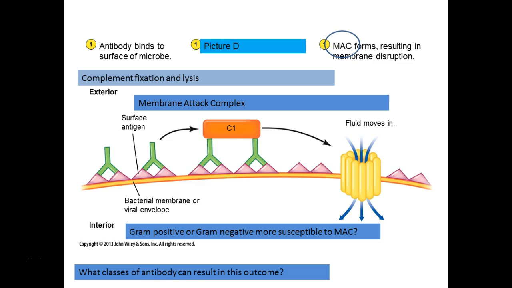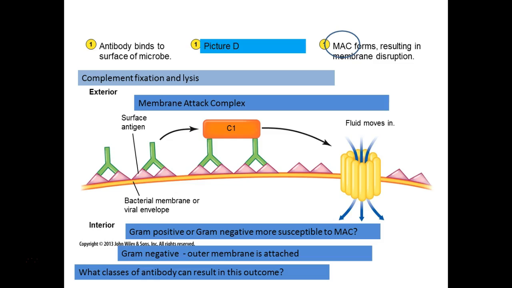Remember, this is why I make you know what MAC stands for. It is a membrane attack complex. The outer membrane of gram-negatives is what's vulnerable to this, right? Where the gram-positives have that peptidoglycan cell wall protecting them, the gram-negatives have that outer membrane. That's the outermost covering. It's exposed, it's vulnerable to attack by the MAC complex.